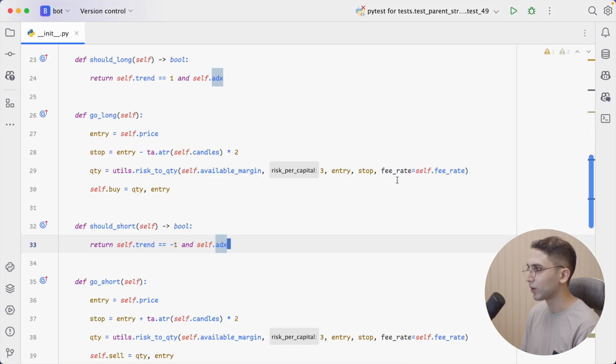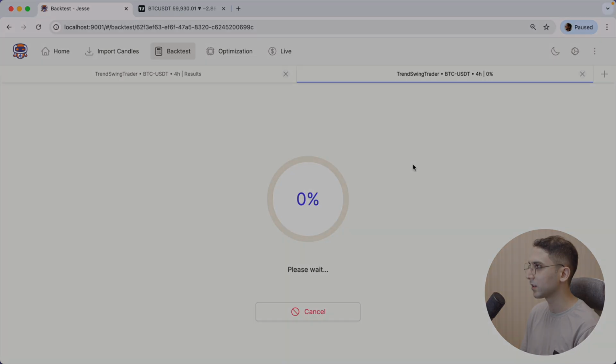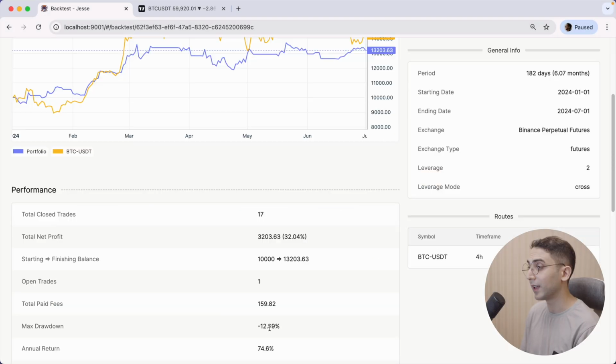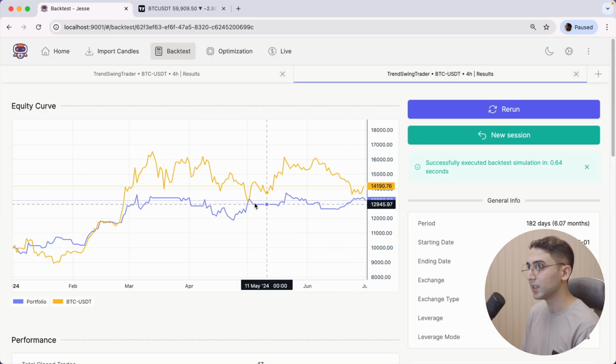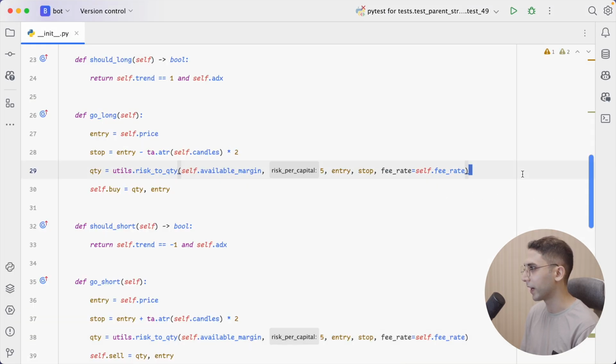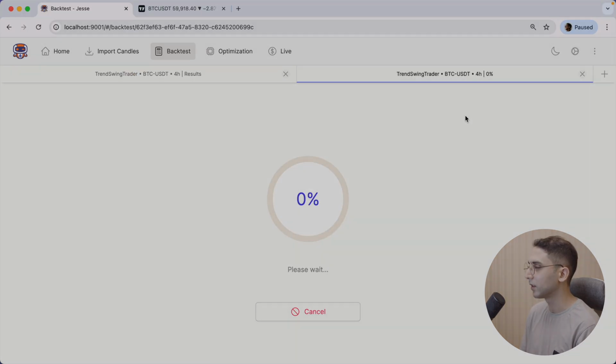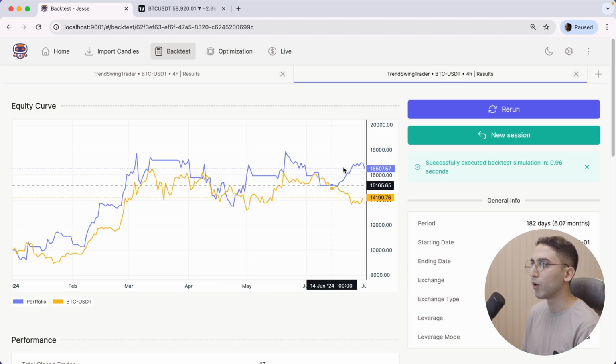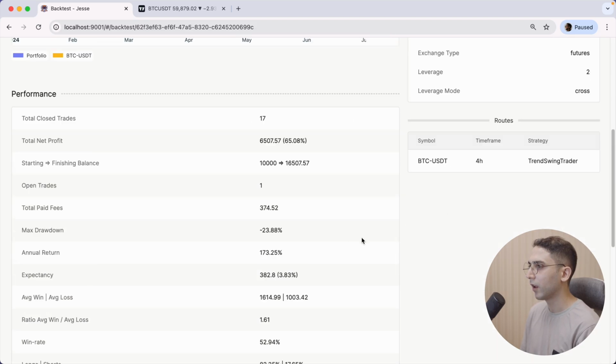So if I go back to our strategy and increase our risk per capital from 3 to, let's say, 5, and rerun the backtest, now we are making more. And the result of it is that the max drawdown is just a bit worse, but it's still significantly better than the market itself. So if you still want to beat the market, I can just multiply this by some kind of number, let's say 2, and rerun it. Now we are making more than what the market was making, and my max drawdown is still an acceptable number.